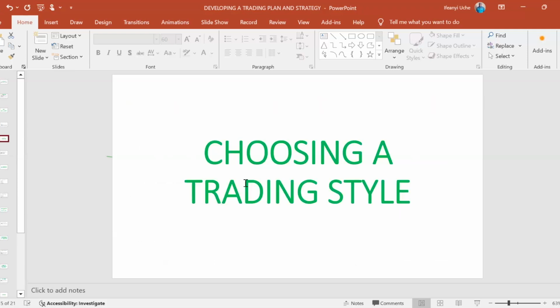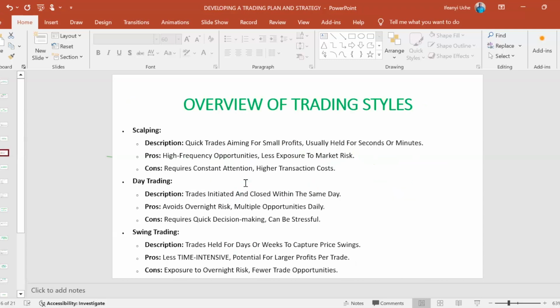So how do you now choose a trading style while working on your trading plan? Now let's look at the overview of trading styles before you choose, because by the time you are drawing your plan, your trading style will come in. But you need to have an understanding of these trading styles and their pros and their cons. So that's why it's important to know them. So first, you have scalping, you have day trading, you have swing trading. All right, at least for retail traders like us.